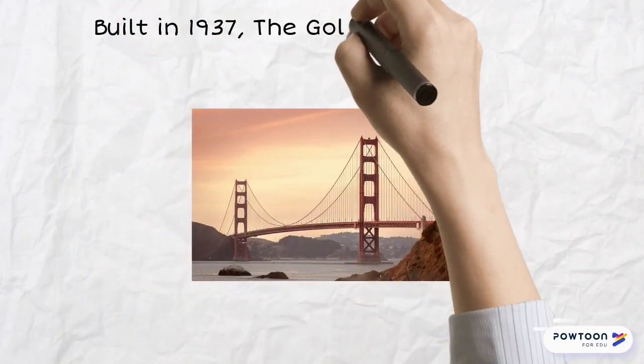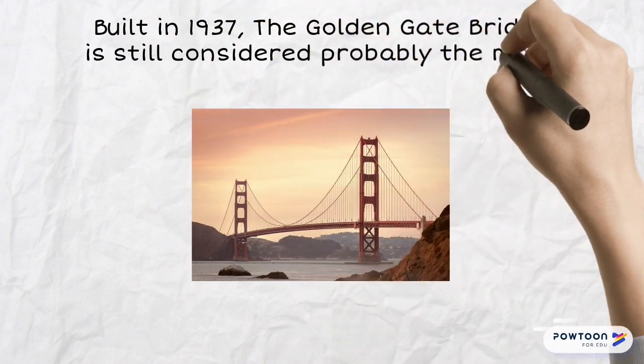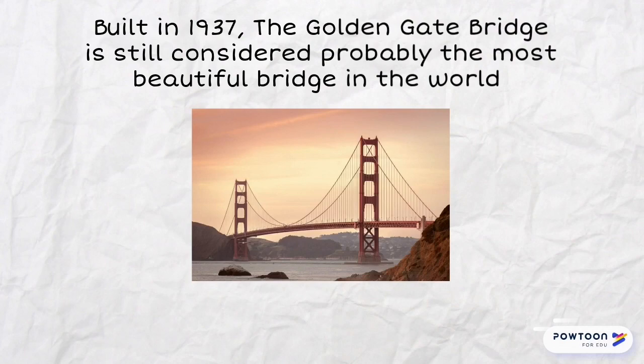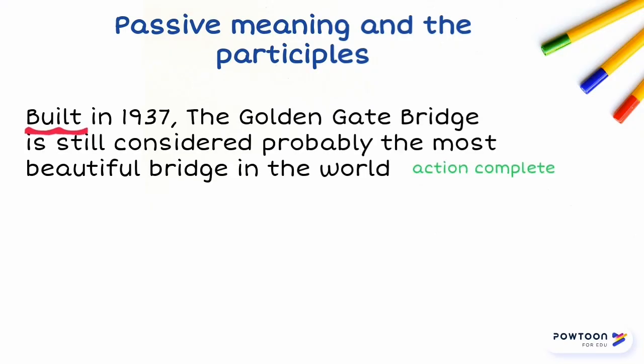Let's take a look at another historical fact. Built in 1937, the Golden Gate Bridge in San Francisco is still considered probably the most beautiful bridge in the world. Passive meaning is usually expressed with the help of the past participle, and you can find out more about the past participle clicking the link above. And here we have the participle phrase with the past participle built.